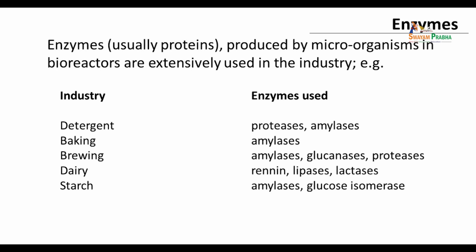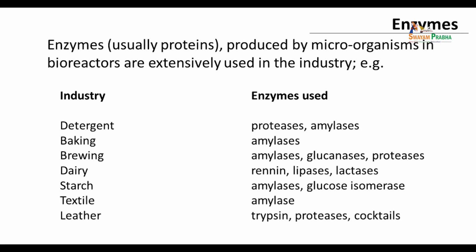Remember, we said that starch can be broken down to glucose for further fermentation. Amylases are the ones that could carry that out. Textile industry, amylase. Leather industry, trypsin, proteases, and cocktails of enzymes could be used. Mixtures of enzymes could be used in the leather industry. Pharmaceuticals, trypsin, and that is just examples of the use of enzymes in the industry.